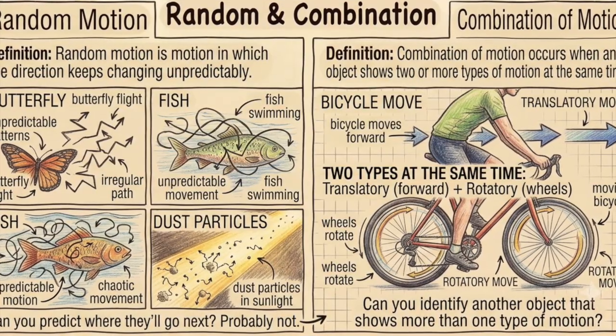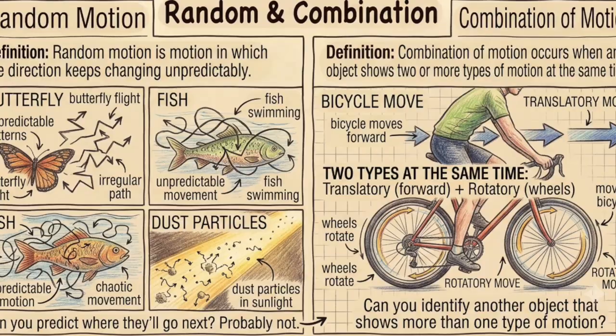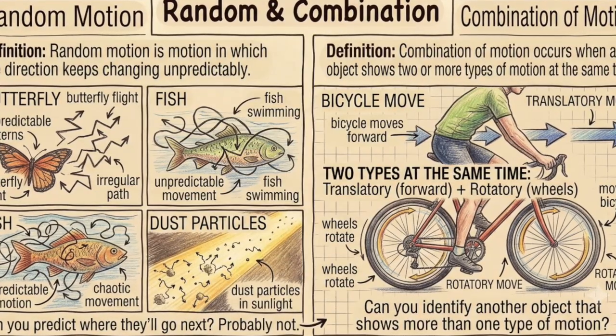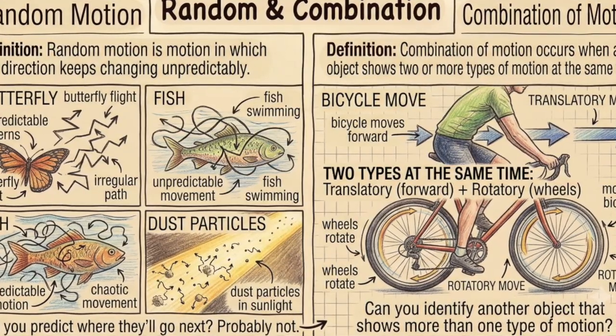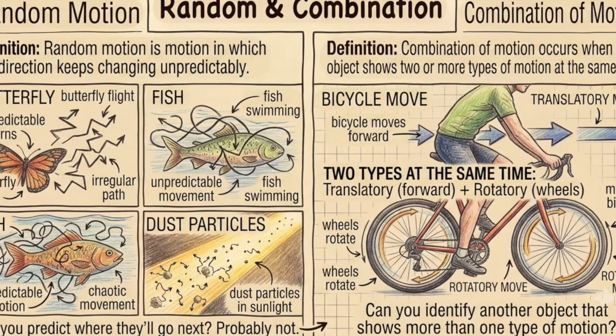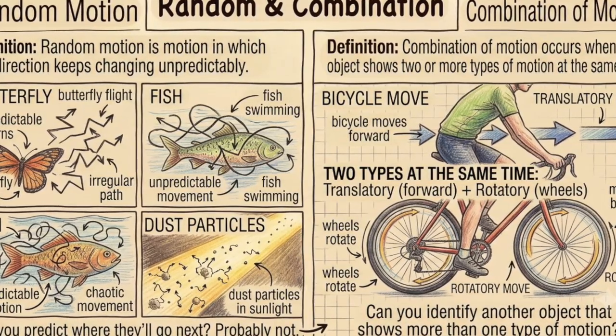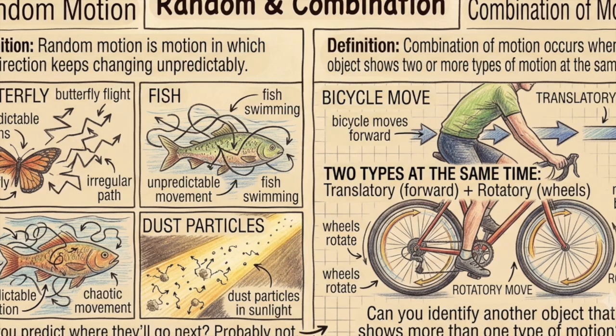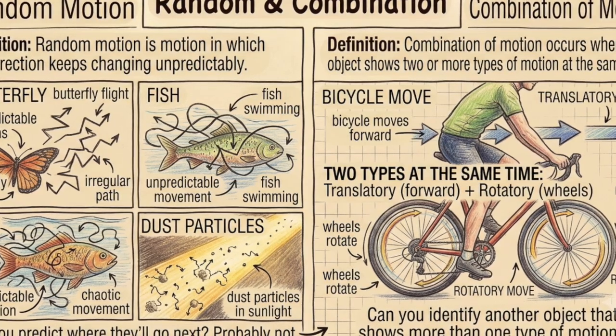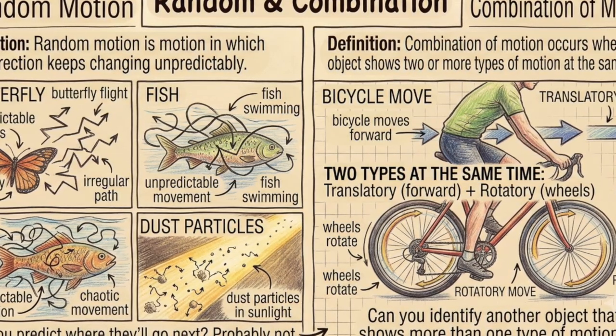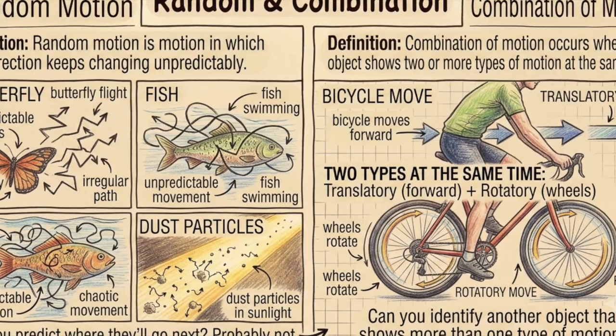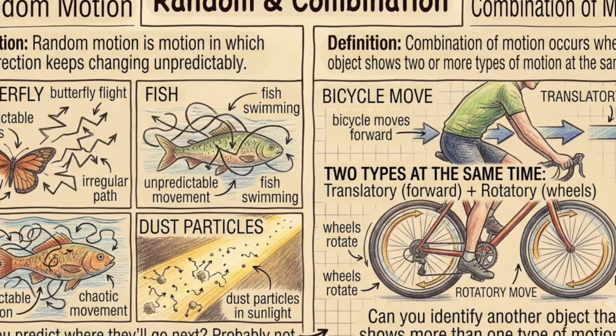Combination of motion. Combination of motion occurs when an object shows two or more types of motion at the same period of time. A bicycle moving forward is a perfect example. The bicycle moves forward while its wheels rotate. Can you identify any other object that shows more than one type of motion?